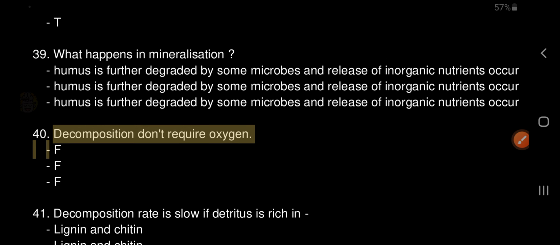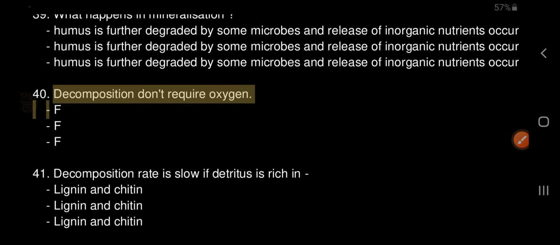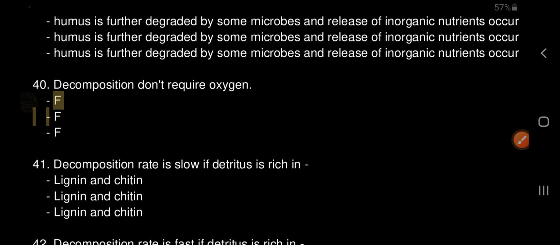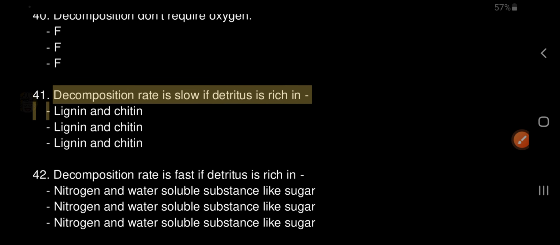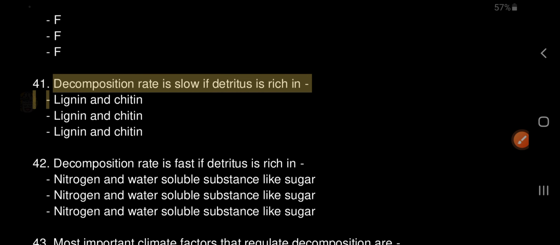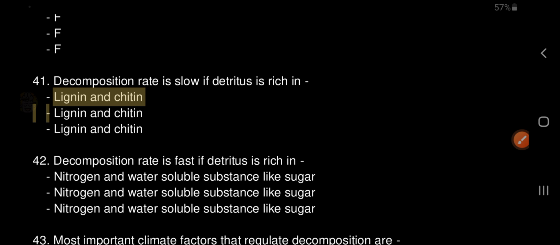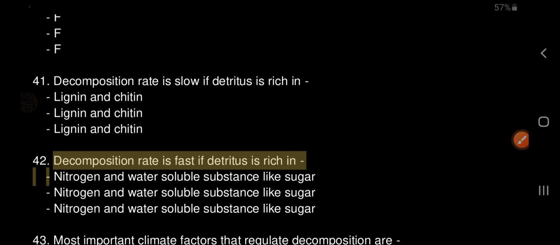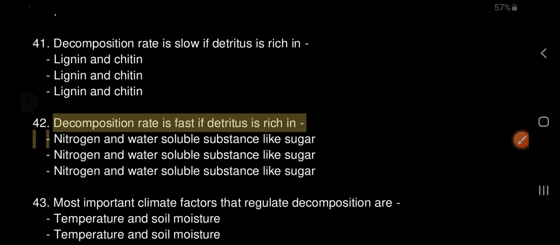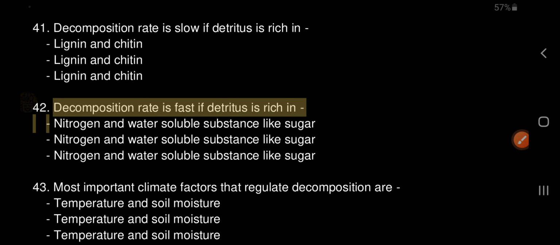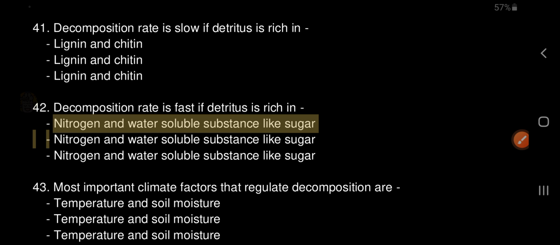40. Decomposition doesn't require oxygen. False. 41. Decomposition rate is slow if detritus is rich in lignin and chitin. Lignin and chitin. 42. Decomposition rate is fast if detritus is rich in nitrogen and water-soluble substances like sugar. Nitrogen and water-soluble substances like sugar.